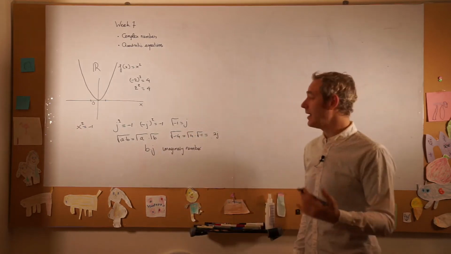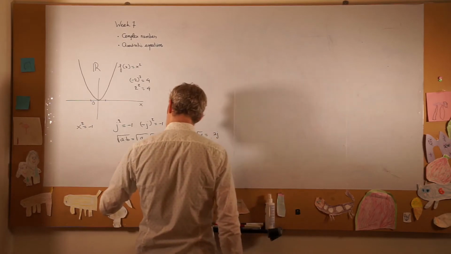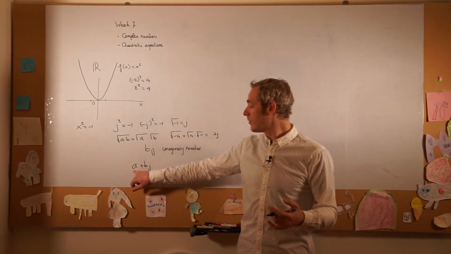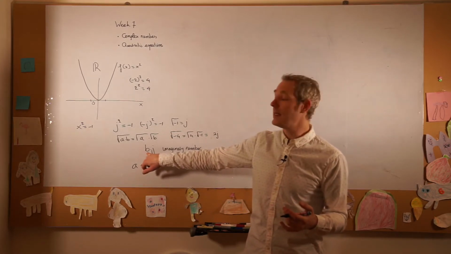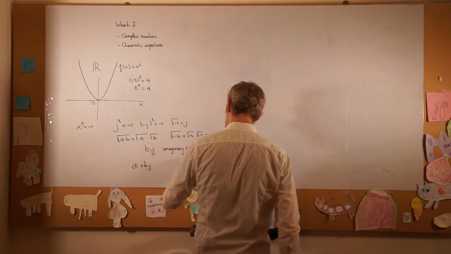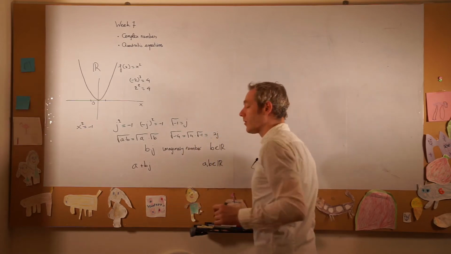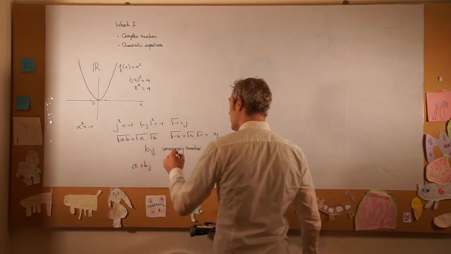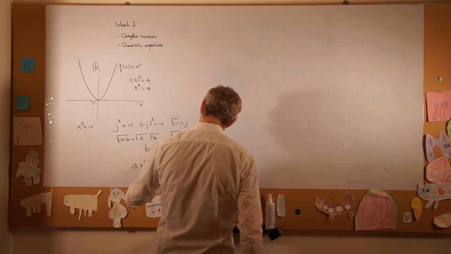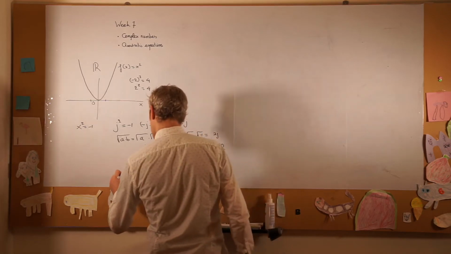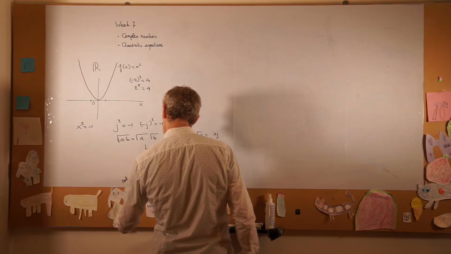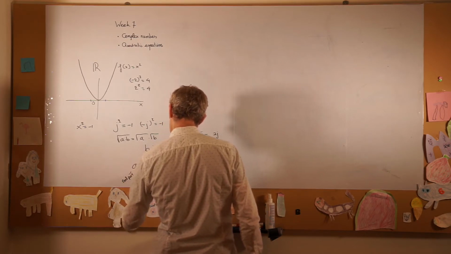Now, if we add a real number, let's say a plus b times j, if we have the combination of a real number and an imaginary number, and this b is also a real number, so here a and b are in R, the combination of a real number and an imaginary number we call a complex number. And a will be its real part, and b will be its imaginary part.